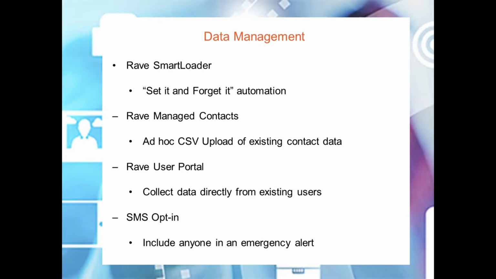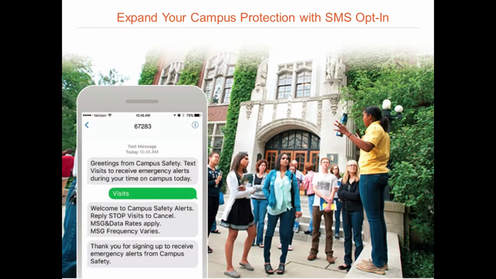The other thing I'm going to talk about today is our SMS opt-in. If you don't have the data and you don't know when you're going to get it, and you're looking for it, SMS opt-in is a great new add-on for Rave Alert that really allows you to include anyone on your campus for a critical communication message. SMS opt-in allows someone to text a keyword to one of our short codes and then automatically include themselves in a list within Rave Alert.